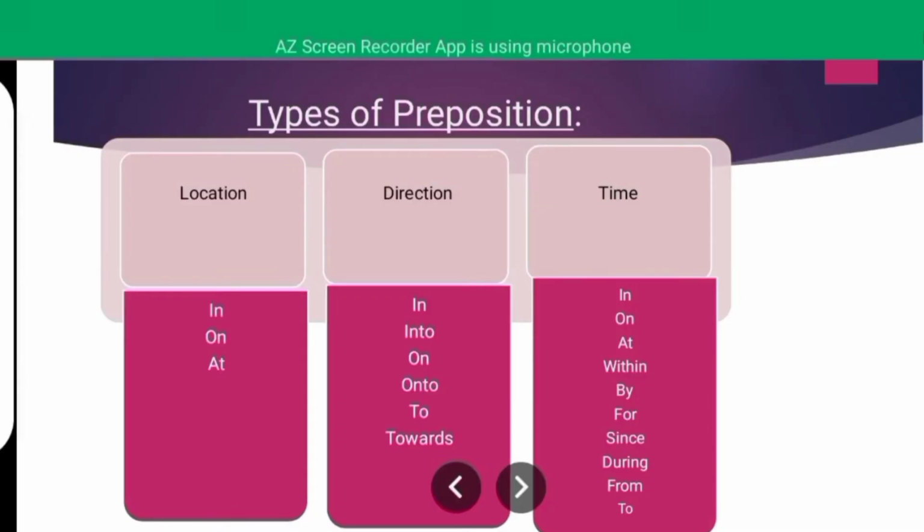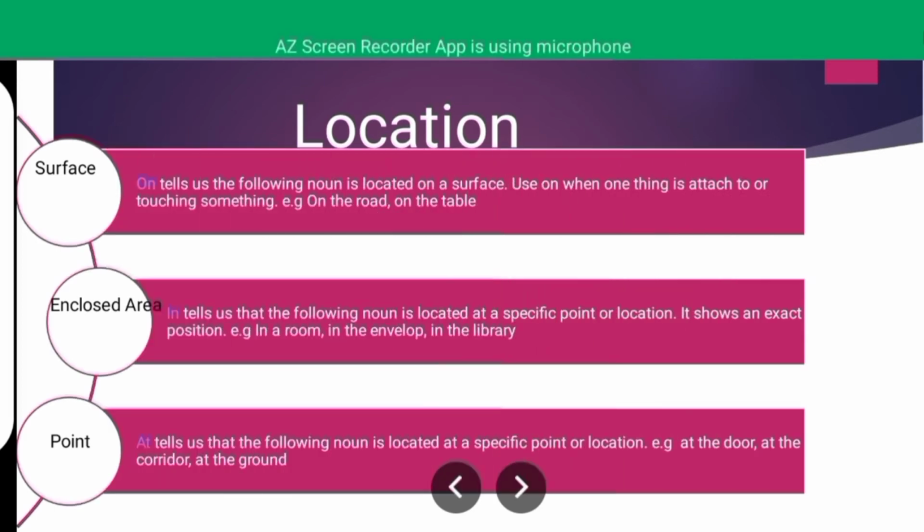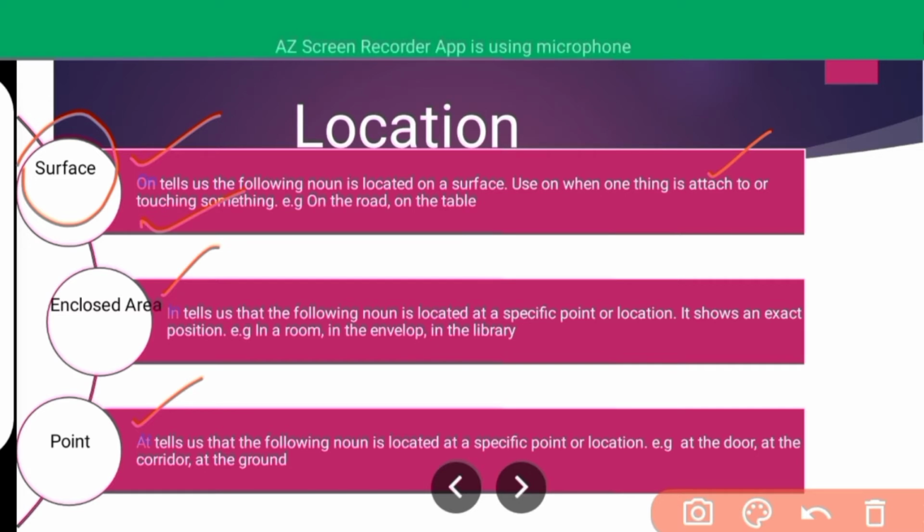Now let's discuss these types of preposition in detail. First type of preposition is preposition of location or the preposition of place. Preposition of location include on, in, and at. On tells us the following noun is located on a surface. We use on when one thing is attached to or touching something.